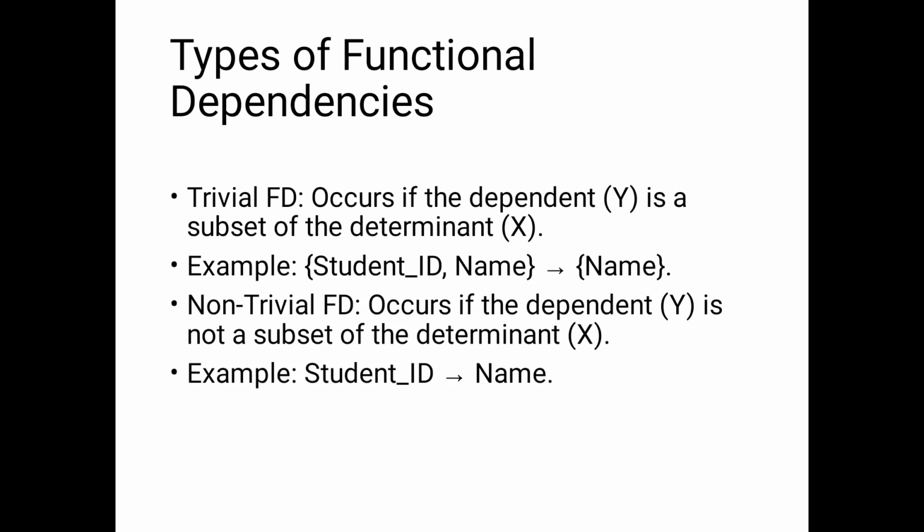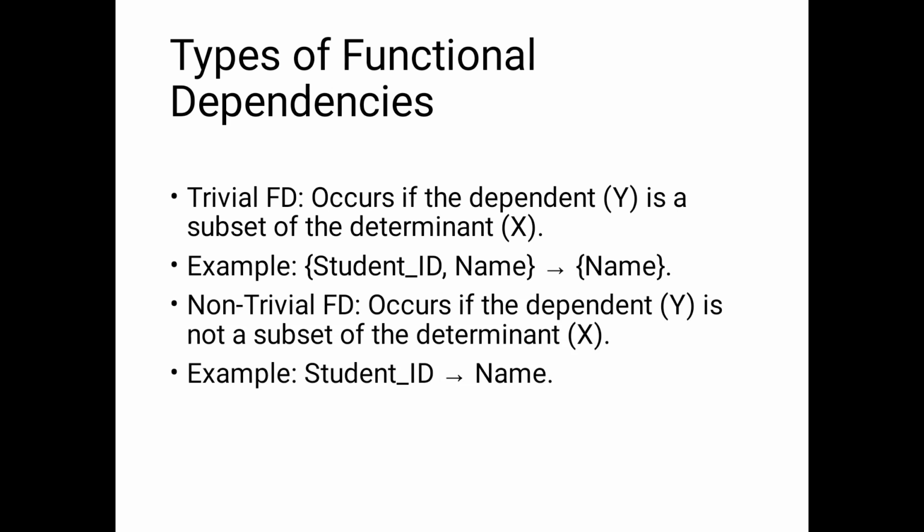Types of functional dependencies. There are a number of types. Let me see them one by one. Trivial FD occurs if the dependent Y is a subset of the determinant X. Example: student ID, name is the X value, and name is the Y. So name is dependent on student ID and name. This is a trivial FD.